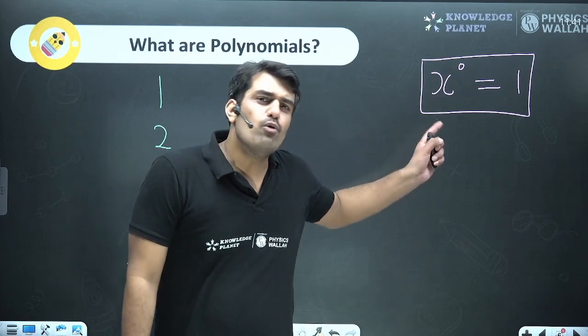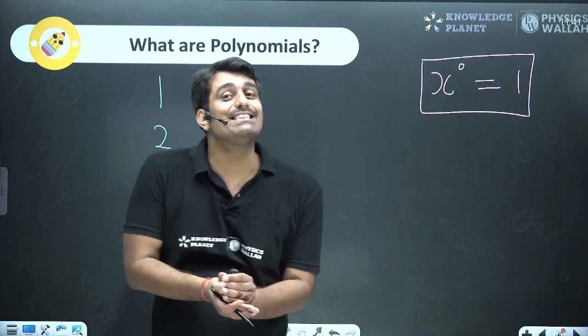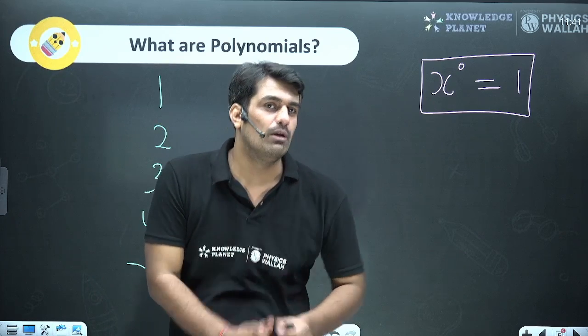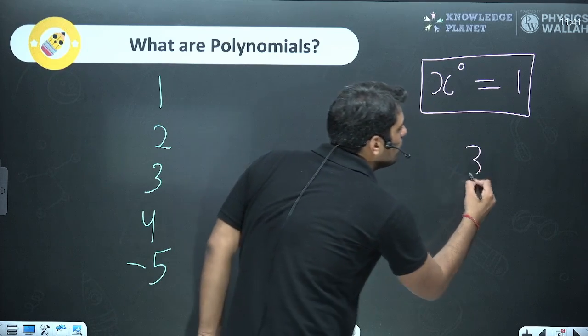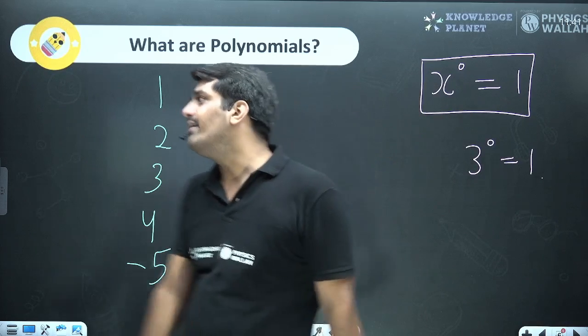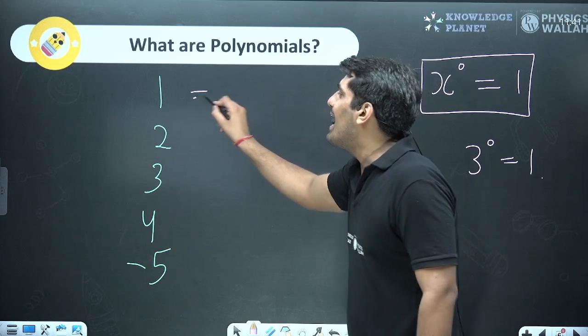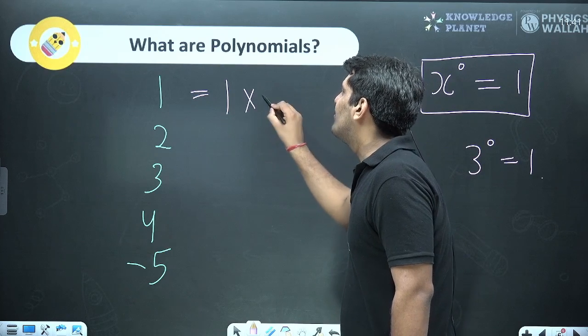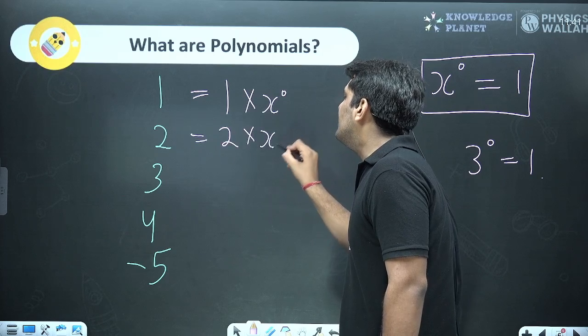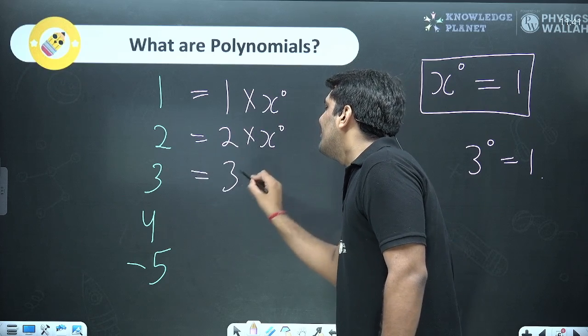So, is it working only for x? No, be it x, be it y, be it a, be it c, or any constant value. If I write 3 raised to the power 0, that will also become 1. So what's the point? The point over here is if I say 1, it is the same as 1 into x raised to the power 0, 2 into x raised to the power 0, 3 into x raised to the power 0.